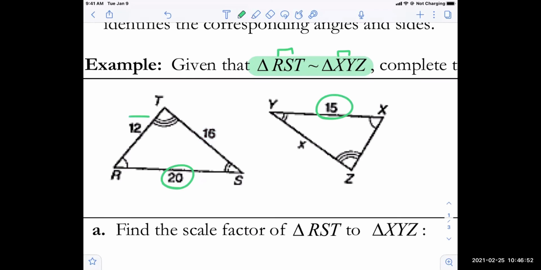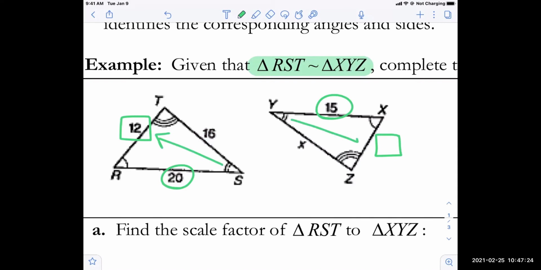Okay, what does 12 correspond to? Which side does the 12 correspond to? XZ, this one? Sorry. This one, how do you know? Okay, so you can either look at the similarity statement and say RT has to go with XZ, or you can also look at the angle measures, right? This is across from the double marked angle.